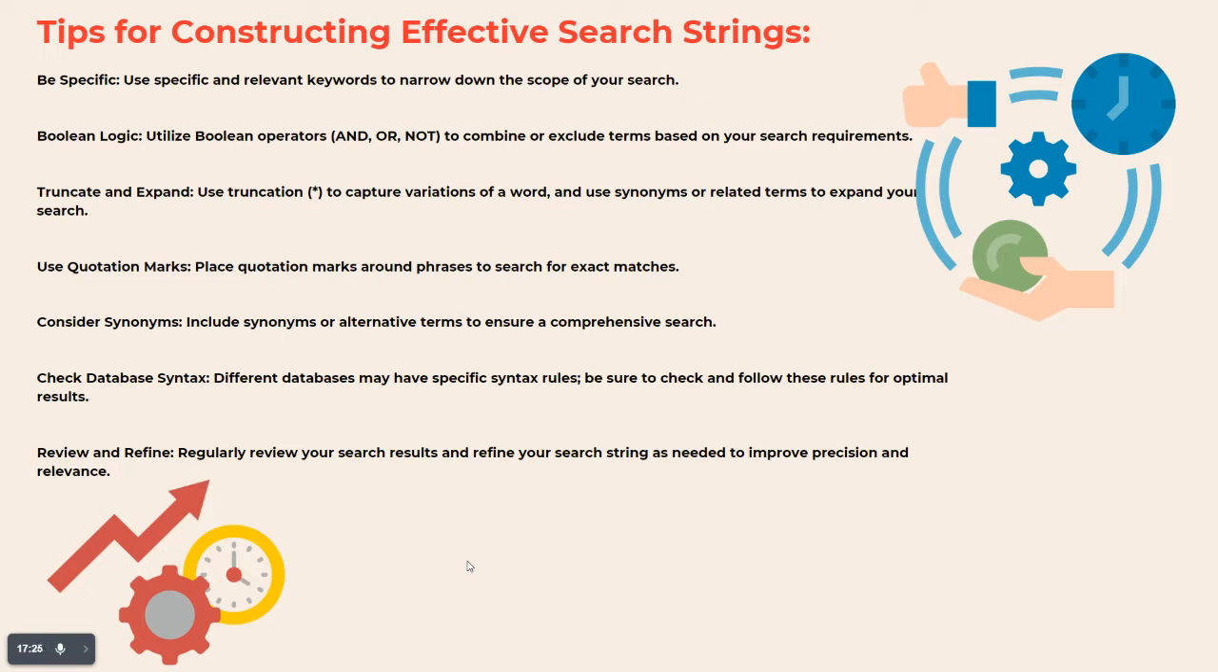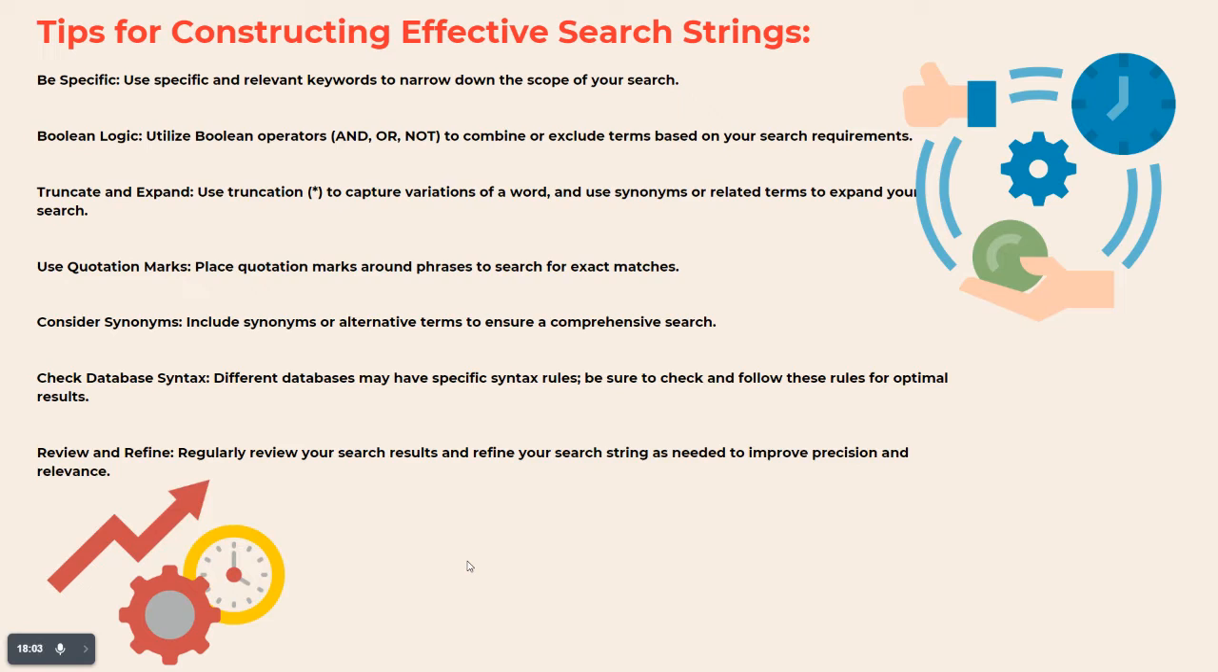Let's say different databases, such as Scopus or Web of Science, may have specific syntax rules, right? So that's why you should also understand their different types of syntax based on the different databases. Now you have to review your search results and refine and refine, then you can improve the search strategy, right?